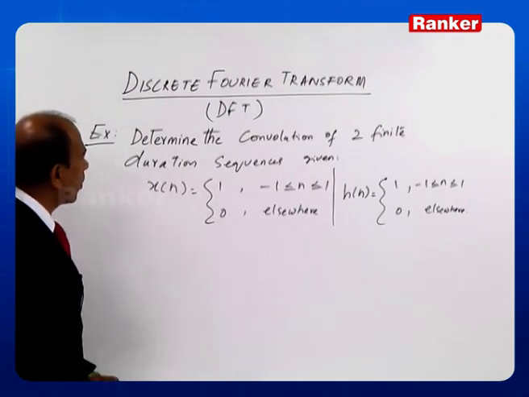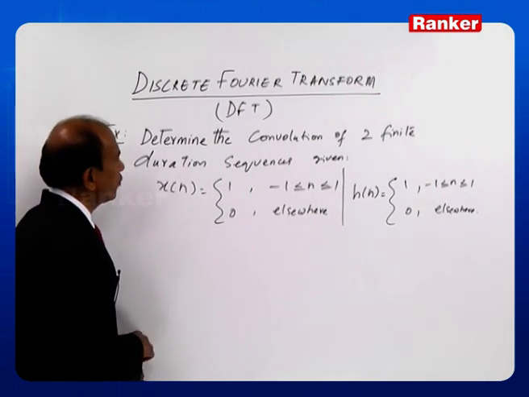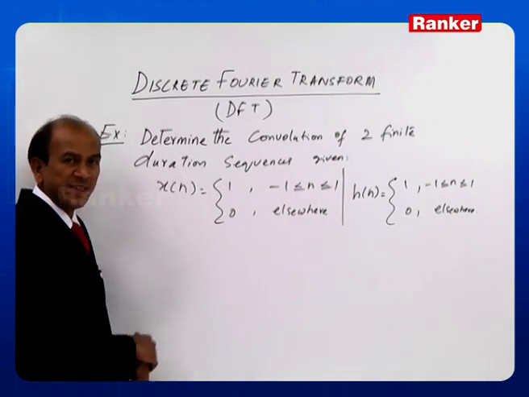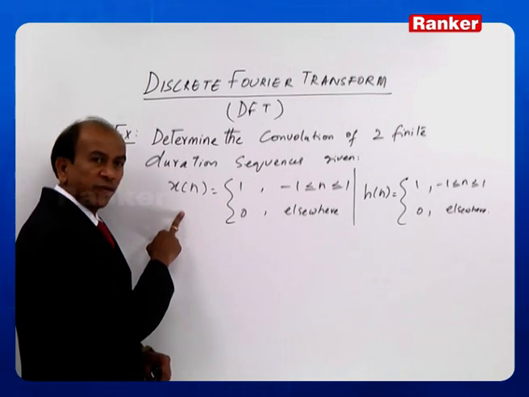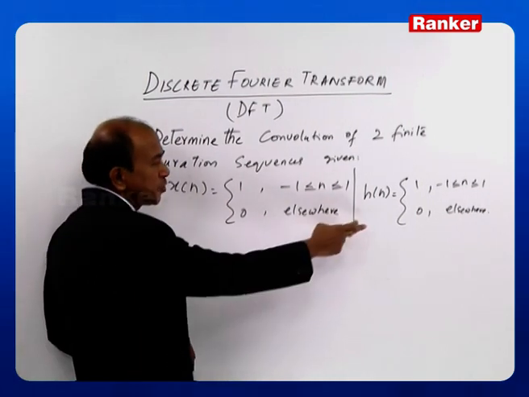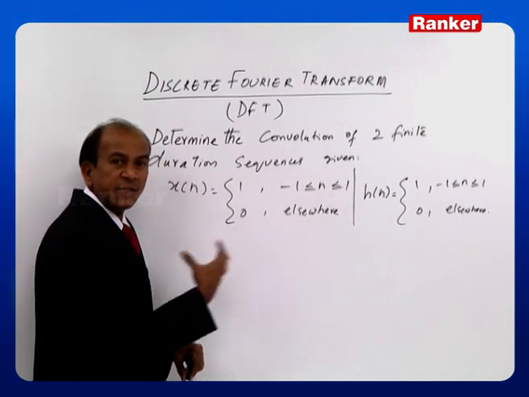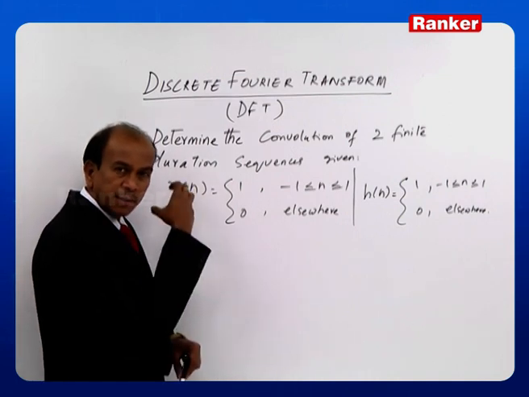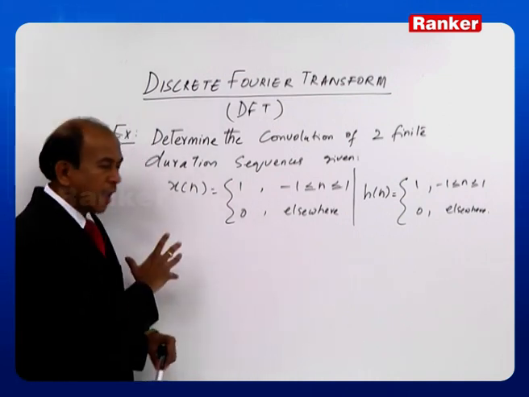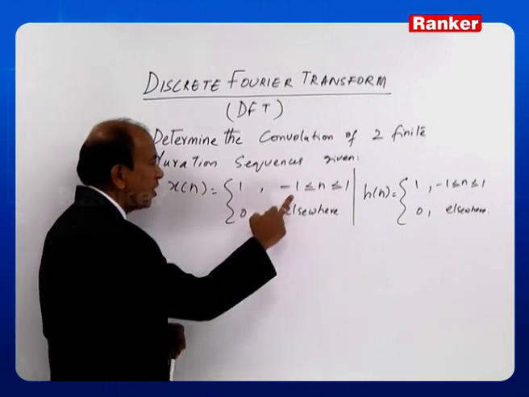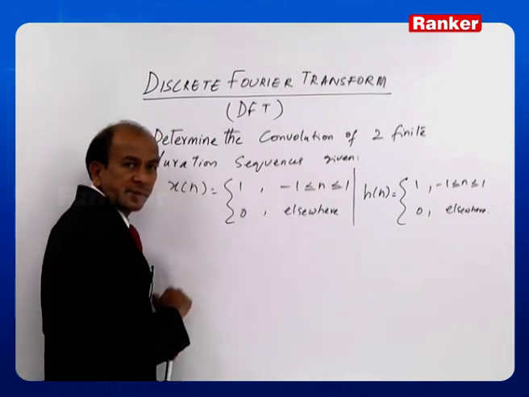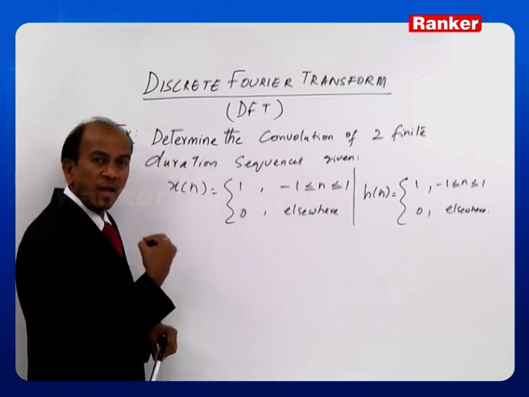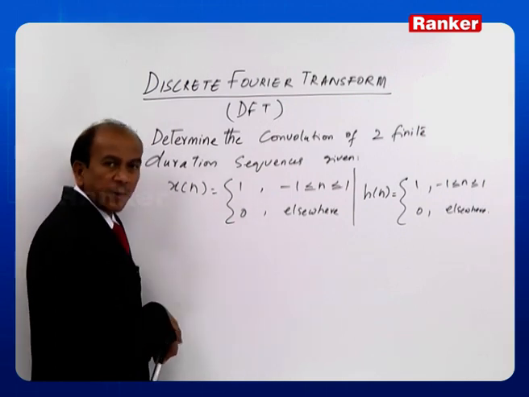Now the question is, we have to determine the convolution of two finite duration sequences given. One of them is x of n, which is convolved with h of n. We should find out what is the result of convolution. Looking at the sequences given, x of n exists only for values of n from minus 1 to plus 1, where it has a value 1, and it is 0 elsewhere.